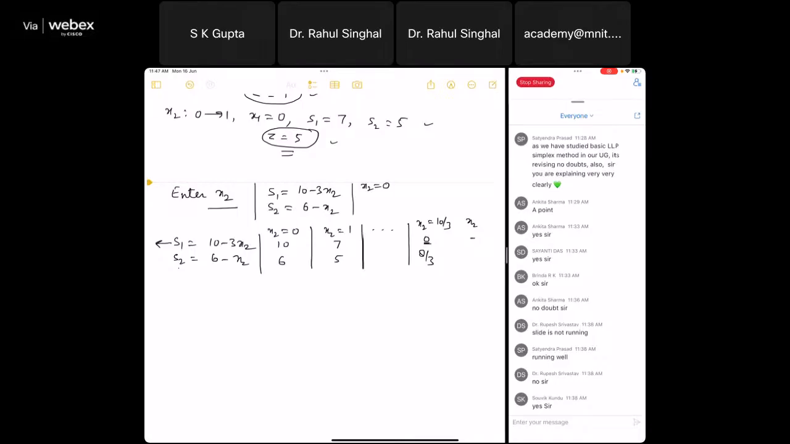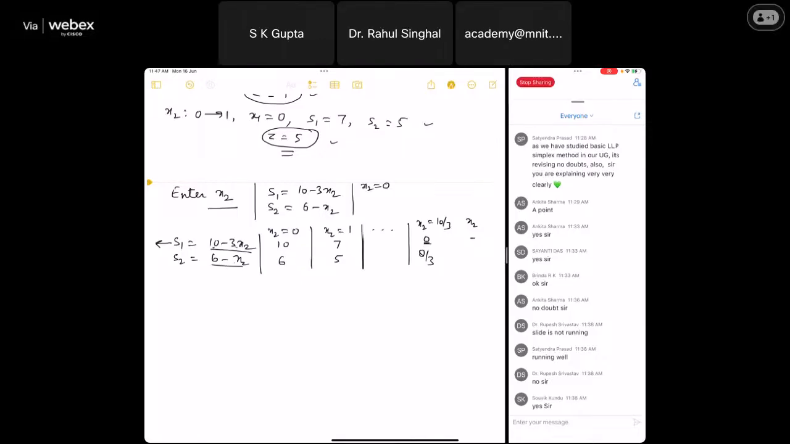And so, how will we decide which variable will leave the basis? See, this is your 10 by 3, and this is your 6 by 1. The minimum ratio is the minimum value. If you see the minimum ratio, 10 by 3 is here. So this variable should leave the basis, right? So this rule is basically called the minimum ratio rule.